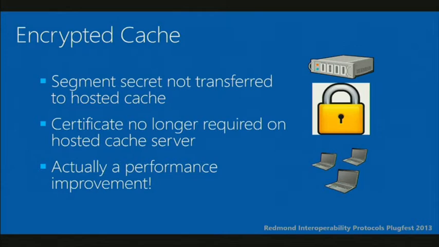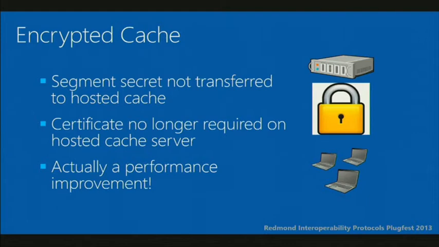So if you know the segment ID of something you're interested in, you can freely fetch it from a hosted cache server, from a peer, or whatever. If you know it exists, you can retrieve it. But in order to get the secret to decrypt it, you have to go back to the origin server, which is going to check that you're allowed to access that data.